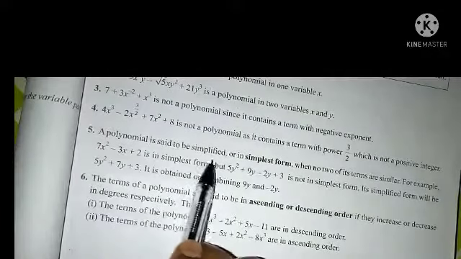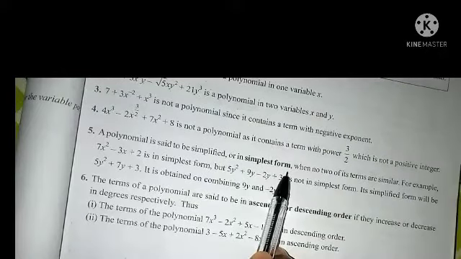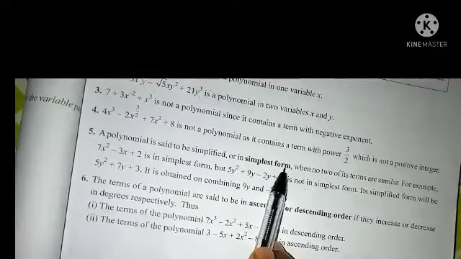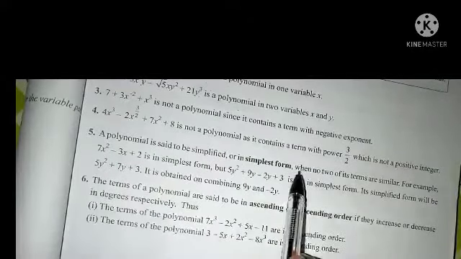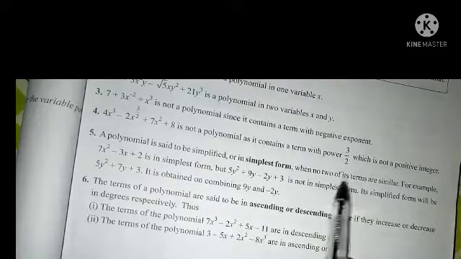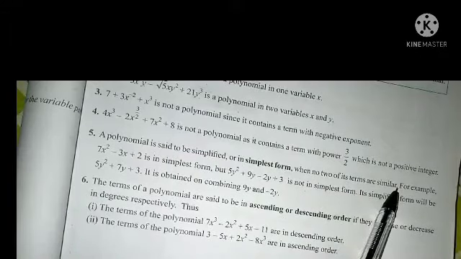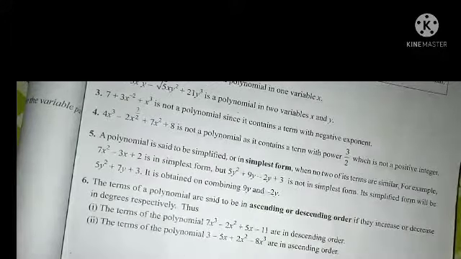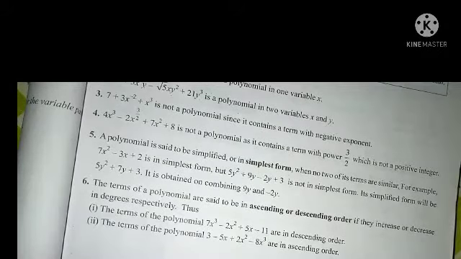Then the fifth point: a polynomial is said to be in simplified or the simplest form. Like in rational numbers, we have discussed standard forms in our earlier classes. Here also we have a simplest form, or you can say the standard form. A polynomial is said to be in standard form when no two of its terms are similar, that means you cannot perform any kind of operations there. If we cannot perform any operations there, then you can say the given polynomial is in standard form.